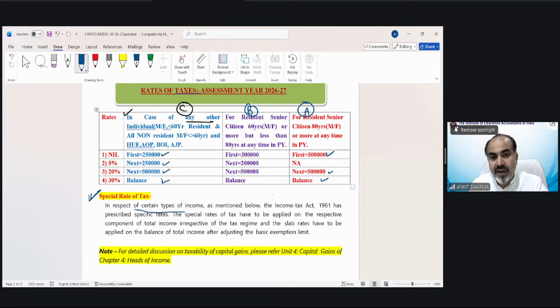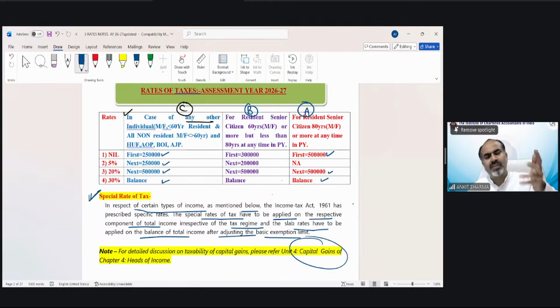In respect of certain types of income, as mentioned below, the Income Tax Act 1961 has prescribed a specific rate. The special rate of tax has to be applied on the respective components of total income, irrespective of the tax regime, and the slab rate has to be applied on the balance of total income after adjusting the basic exemption limit. So these special rates apply to income such as capital gain, and we will discuss them in those chapters. For the time being, you need to calculate tax in the basic concept chapter on this basis.